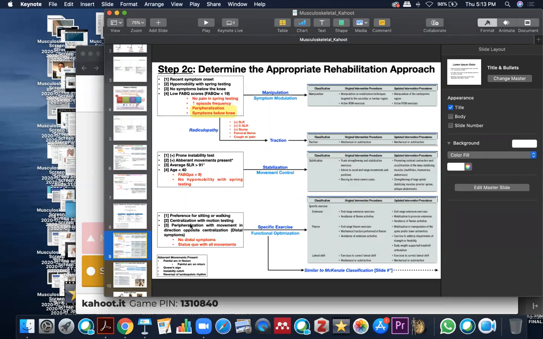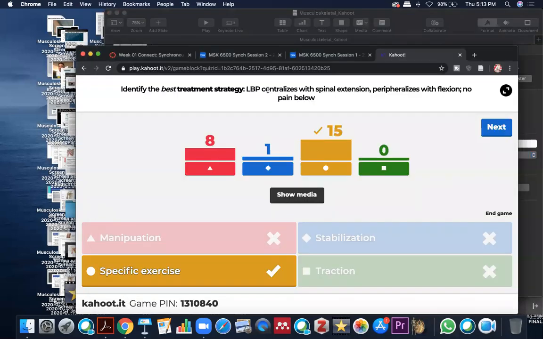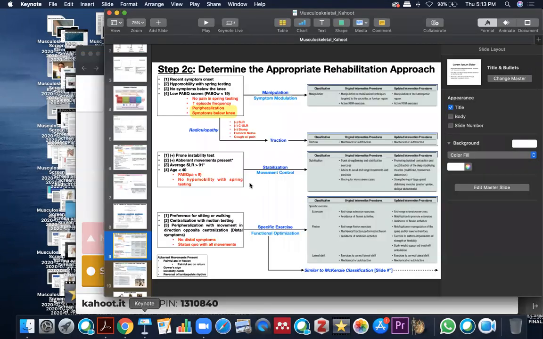And then the other two: there was centralization with a particular motion testing. For example, extension, I think, was this one? Yeah, their back pain centralizes with spinal extension. So remember, centralization is something that we want. It's a good thing. If they have a centralizing motion, it doesn't have to be extension, it just was here. That can help you rule up using this treatment approach.